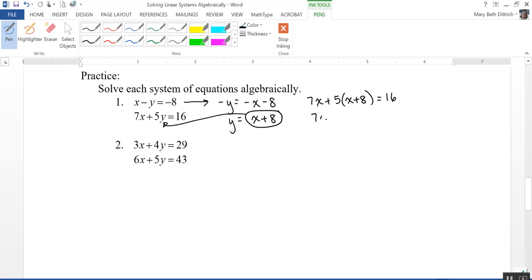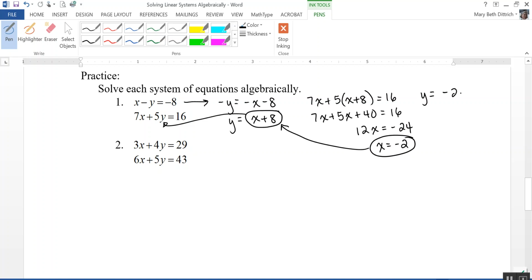And let's go ahead and solve that. 7x plus 5x plus 40 equals 16, or 12x equals, subtracting 40 on both sides, -24. So x is equal to -2. And I'm going to take that value and plug it into this equation. So y equals -2 plus 8, or y is equal to 6. And now I can write my solution as an ordered pair, -2, 6.